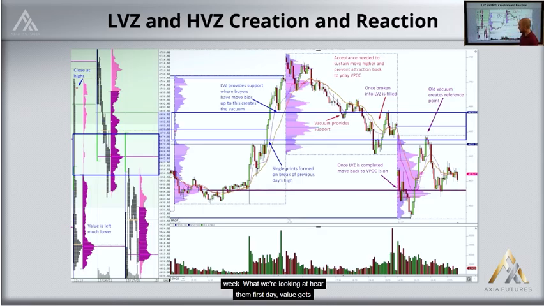What we're looking at here then, first day, value gets established lower. Market's quite happy to trade down here. Not a great deal going on, reasonably stable, sideways action. As the day progresses, we then get a directional move.